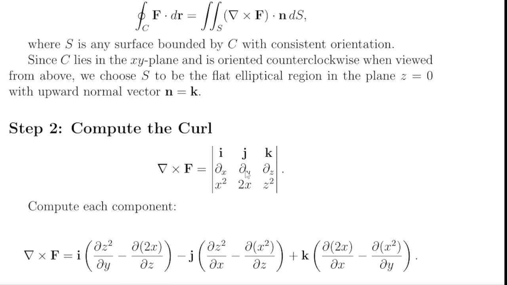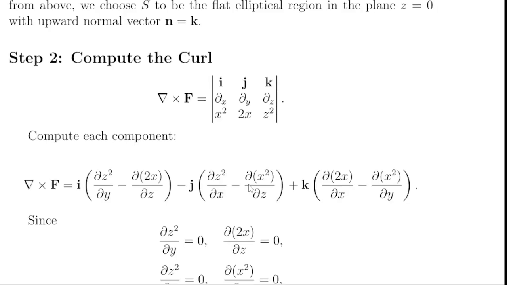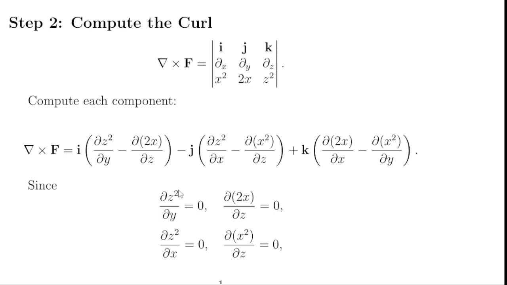So recall the curl is the determinant of this matrix. So it's i, j, k, and then the partials. And here this last row is f. So it's x², 2x, and z². So we compute the determinant, and we get this line right here.